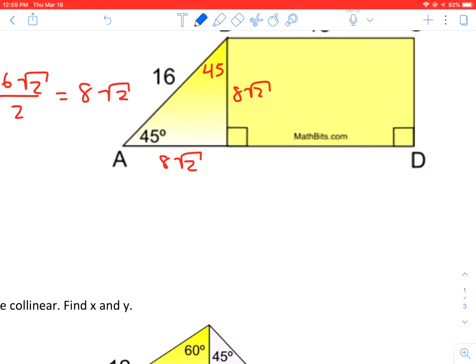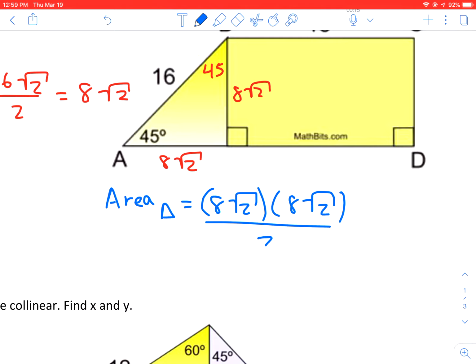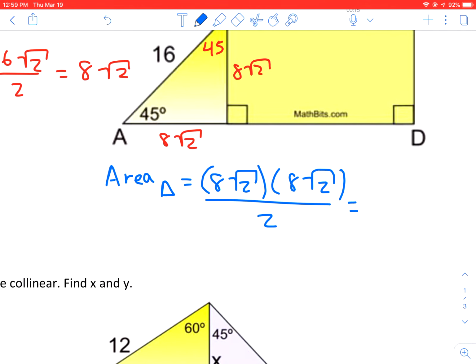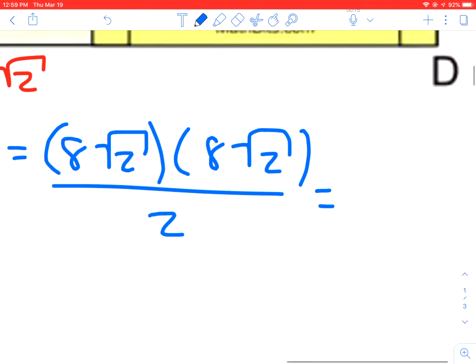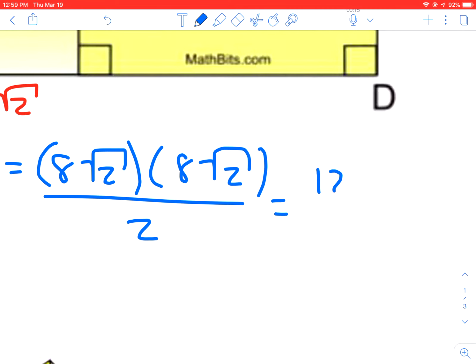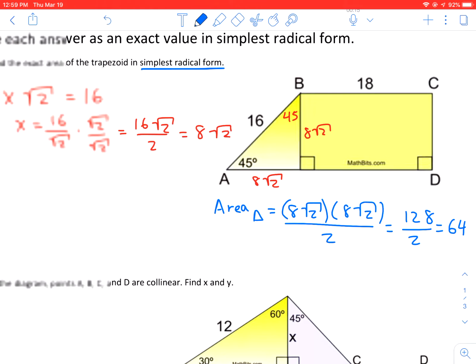Let's just use our area formulas. So the area of the triangle is going to be base times height divided by 2. So 8 times 8 is 64, rad 2 times rad 2 is 2, so 64 times 2 is 128 over 2. The area of the triangle is 64 square units.